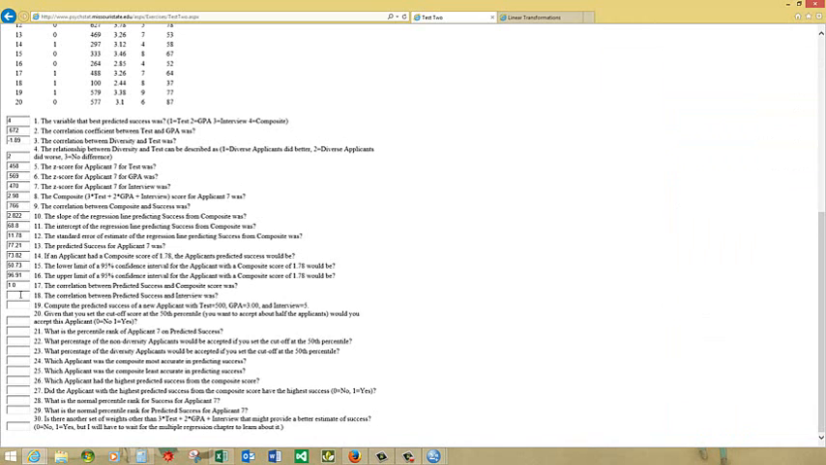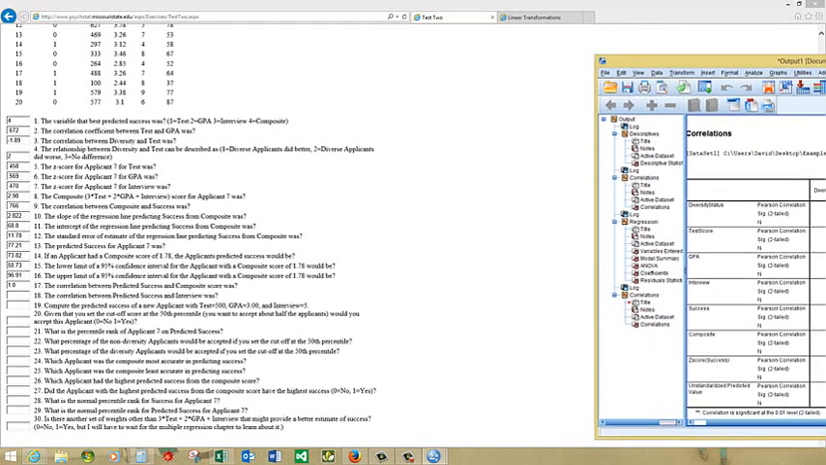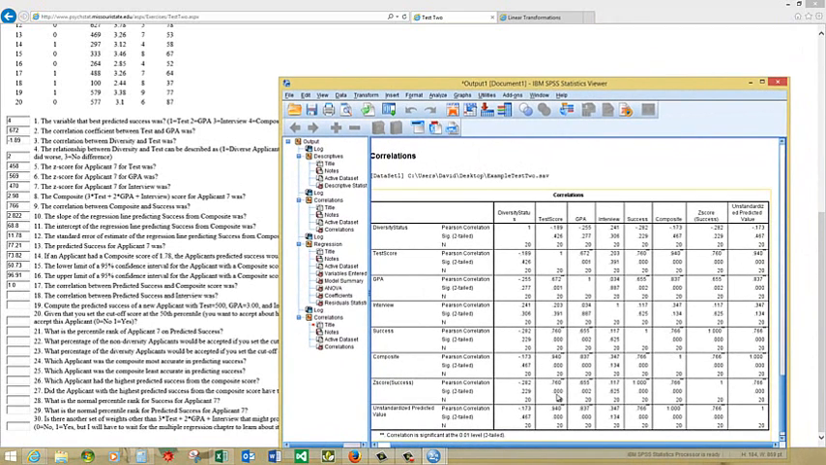The correlation between predicted success and interview. So here's predicted success and interview: 0.347.